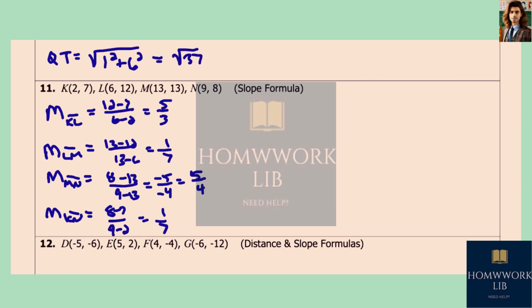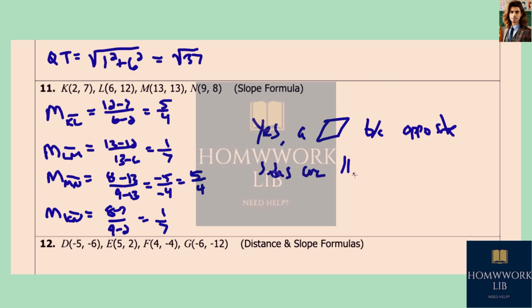We have one pair of opposite, well, you know what, I made a silly mistake. 6 minus 2 is 4. So we have opposite sides that are parallel. Opposite sides are parallel. So yes, this is a parallelogram because opposite sides are parallel. That is the definition of a parallelogram.